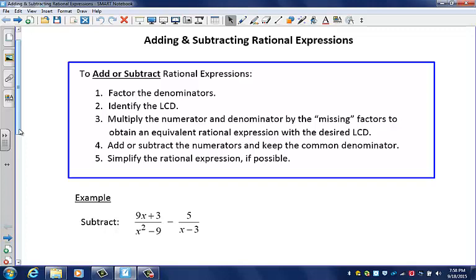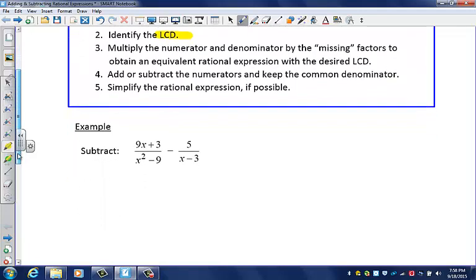So, first thing you have to do is factor the denominators in order to find the least common denominator. So that's the key. Your fractions have to have a common denominator. Once we determine the least common denominator, remember we create two equivalent fractions that have the same denominator. We then add or subtract the numerators, denominator stays the same, and then we simplify the resulting rational expression if possible. So let's look at an example.